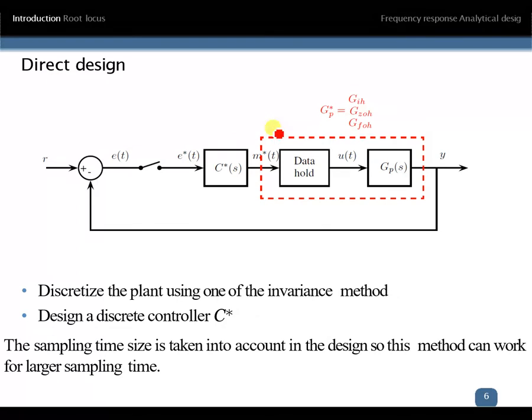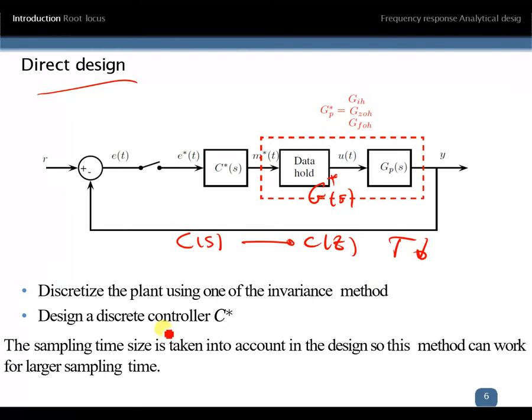Another approach is direct design. You have G(z) with the holder and the plant becoming G star (s) or G(z), and you directly design the controller here. The sample time is taken into account in the design, so this method can work for a large sample time too. In the first method you design C(s) and then go to C(z), so T sample should be small, but for direct design the sample time can be a big number too.